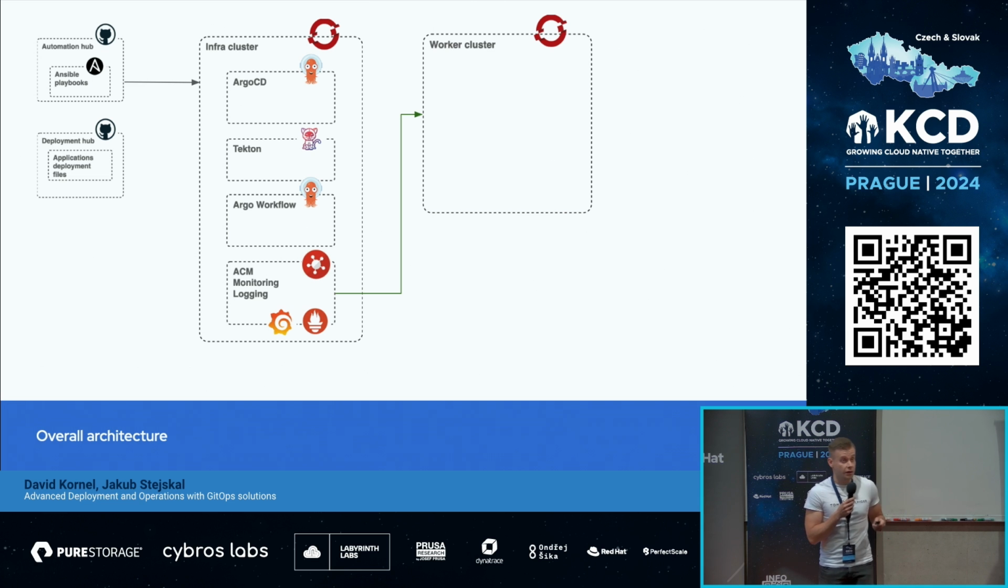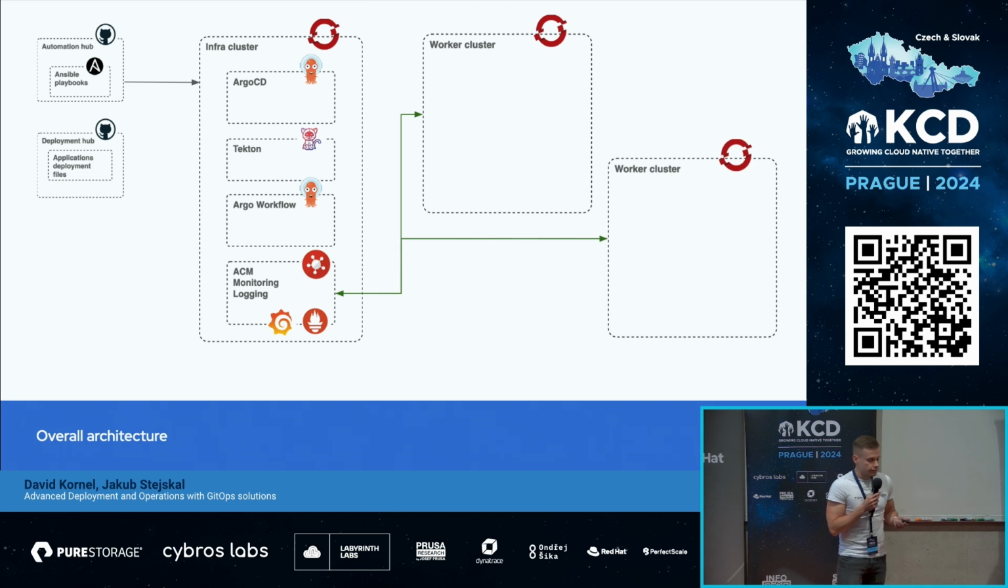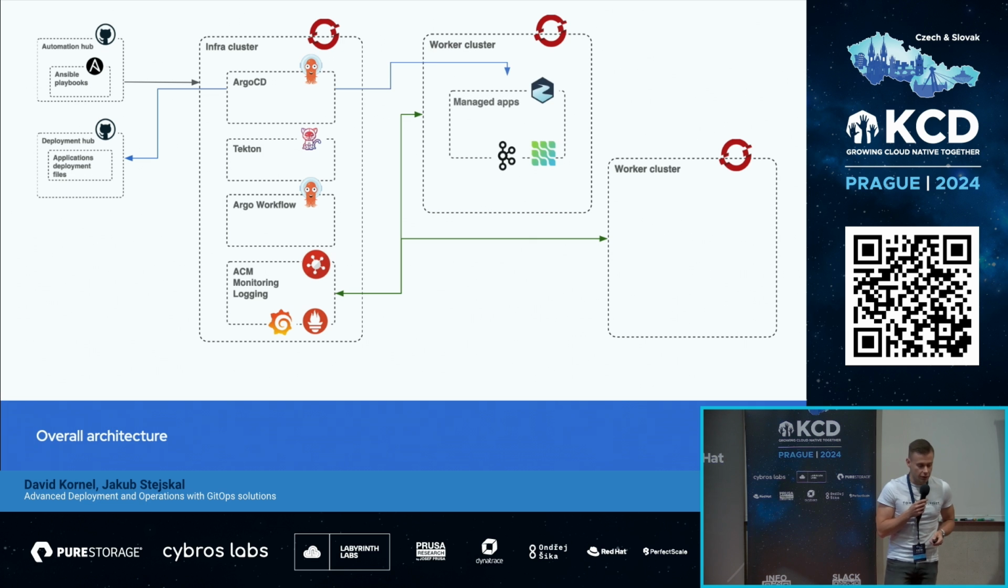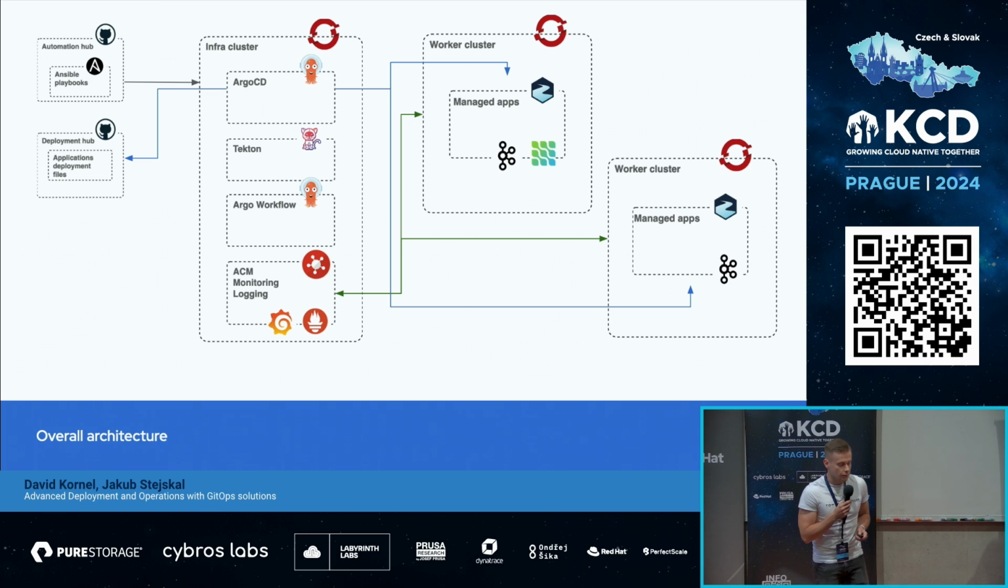ACM, using Hive, installs both worker clusters in this case. The first one is a staging environment, let's say, and the second one is the production environment. Now ArgoCD steps in and starts getting the files from the Deployment Hub, because the application and application sets are already in Argo in the infrastructure cluster, and ArgoCD starts to reconcile them. So ArgoCD deploys the managed apps on worker cluster 1 and worker cluster 2.